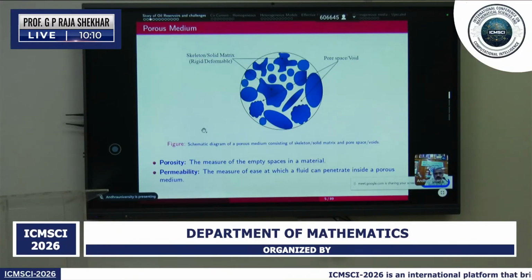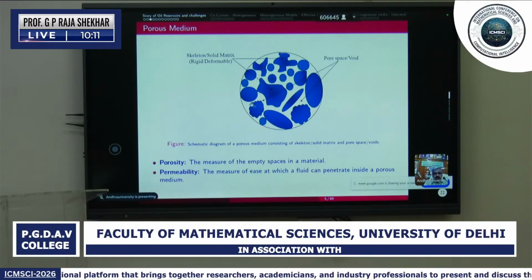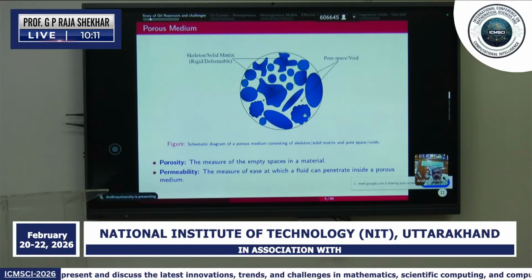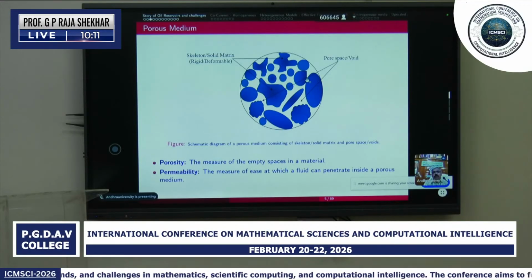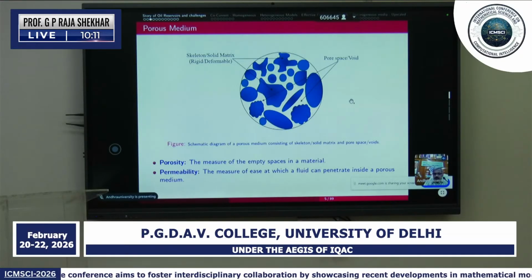For those who are new, if you take a particular volume and put some solid particles, the empty space is called the porosity. That means the volume fraction of the empty space is called porosity. Permeability is the ease with which fluid can penetrate. For example, it is permeable this way, but impermeable here because there is a block. Whatever fluid comes here can come here, but it cannot come here. So that is the ease of penetration.